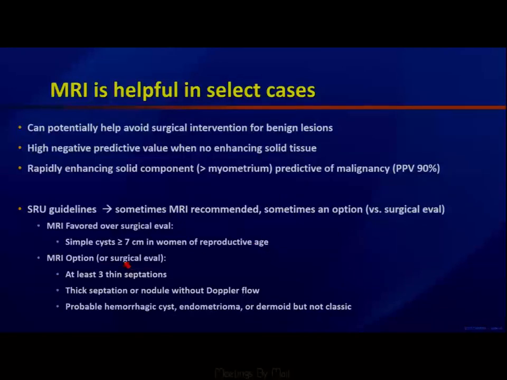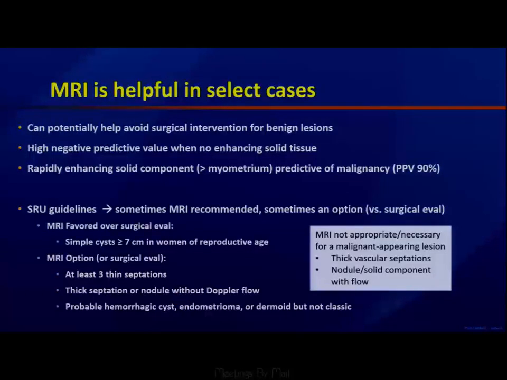The MRI option versus surgical evaluation in the 2010 SRU guidelines is those with at least 3 thin septations, a thick septation or nodule without flow, and those probably benign lesions that just don't have all the typical classic features. Please remember that MRI is not appropriate or necessary for a malignant appearing lesion. If you have thick vascular septations or a nodule or solid component with flow, those should go to gyn-onc, and unless they need it for preoperative planning, the MRI really won't add much.